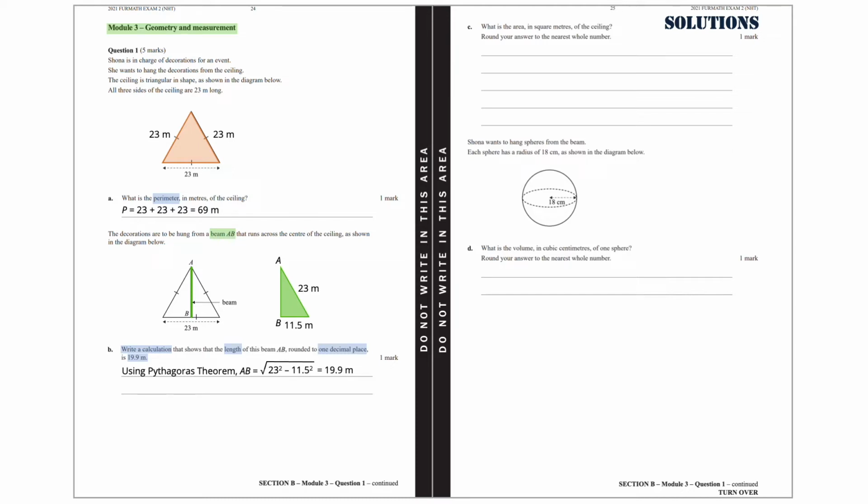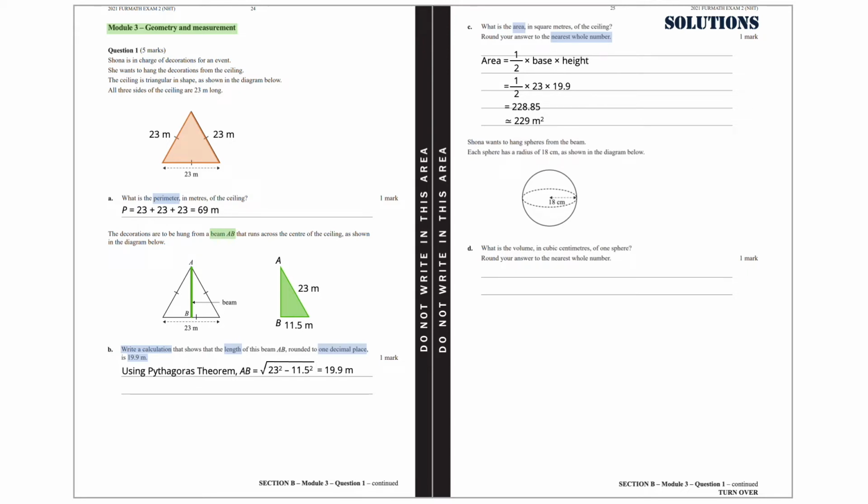19.9 meters. Part C. What is the area in square meters of the ceiling? Round your answer to the nearest whole number. Since the ceiling is a triangle, the area of the triangle equals a half times base times height, equals a half times 23 times 19.9. And this equals approximately 229 square meters, correct to the nearest whole number.